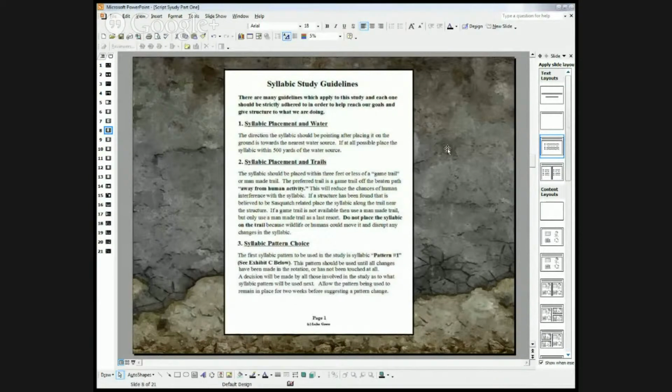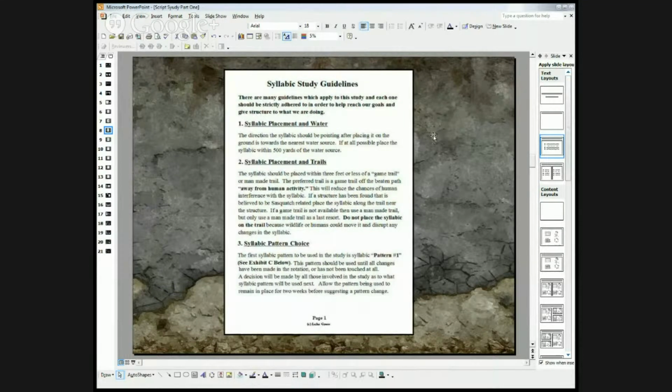Okay, go ahead. Anyway, here are the syllabic study guidelines. There are many guidelines which apply to this study, and each one should be strictly adhered to in order to help reach our goals and give structure to what we're doing. Number one is syllabic placement in water.